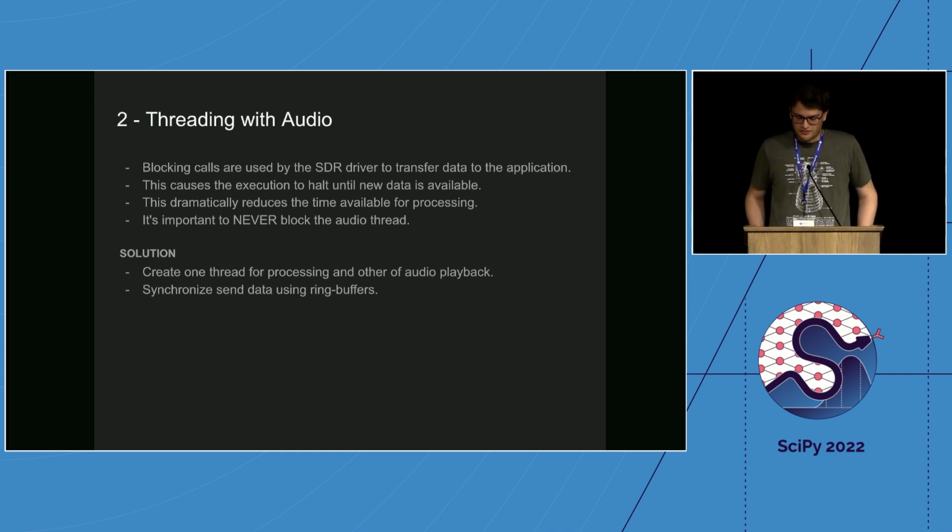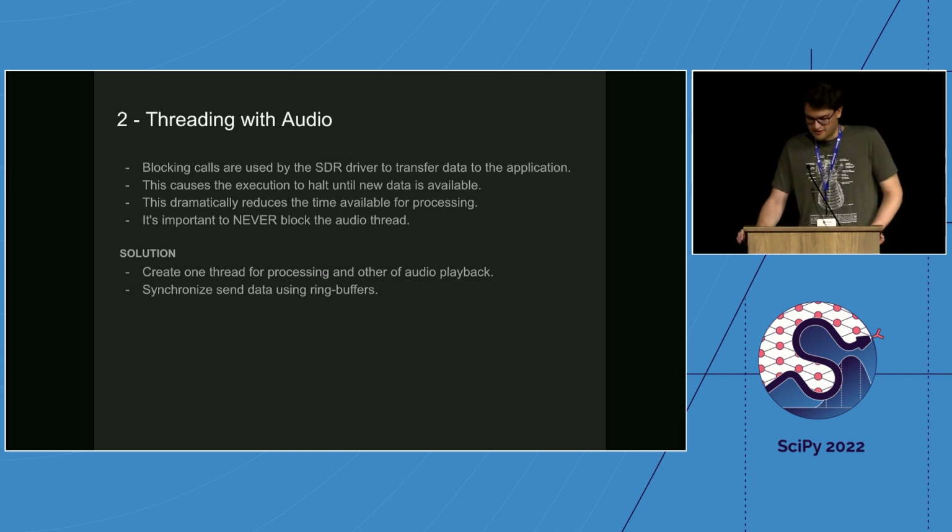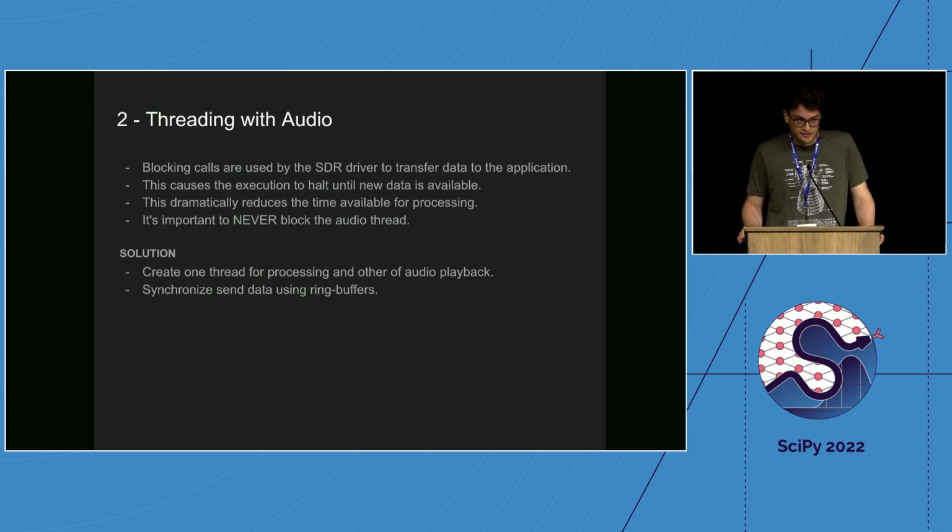And it dramatically reduces the time available for processing here. So it's important to never block your audio thread while using this. A solution that I found is to use a thread for processing, another for audio, and everything synchronized within buffers. So the processing thread will receive the data from the SDR, process it, and put it into the ring buffer, and then the audio thread will pull data from the ring buffer and play back without blocking the audio thread.